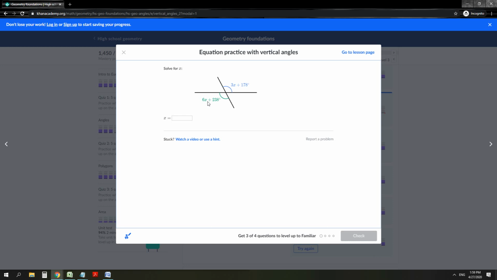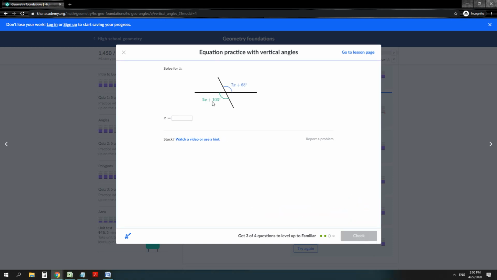Work through this, right? Now I can see that 6x and 3x plus 178 equals 6x plus 238, right? Now I can see x is going to be 20, right? Because 60 plus, it's not going to be 20. Let me see. 3x equals negative 60, so it's going to be negative 20. Right? Because that would make this 118, that would make this 118. Check. Next question. Again, they're equal.